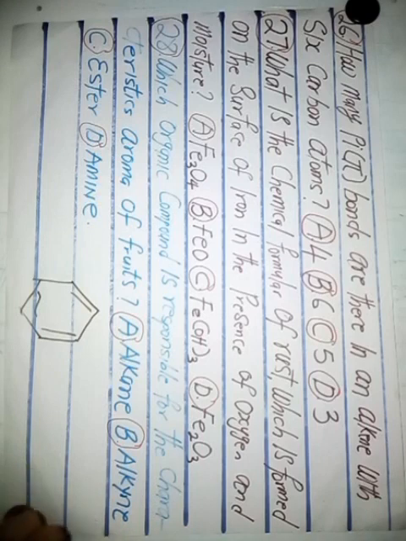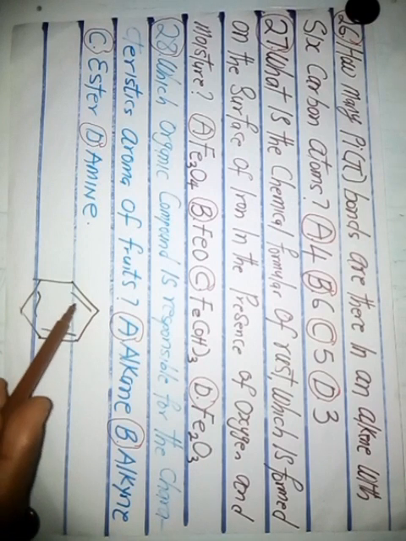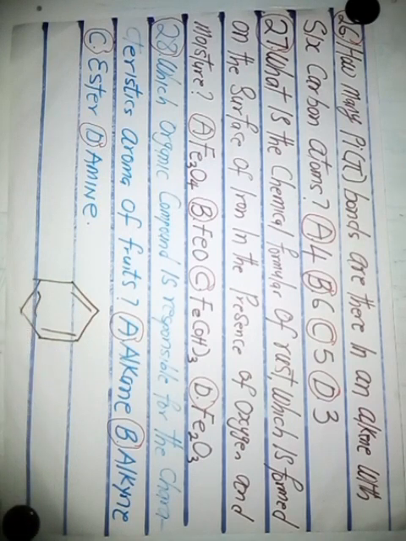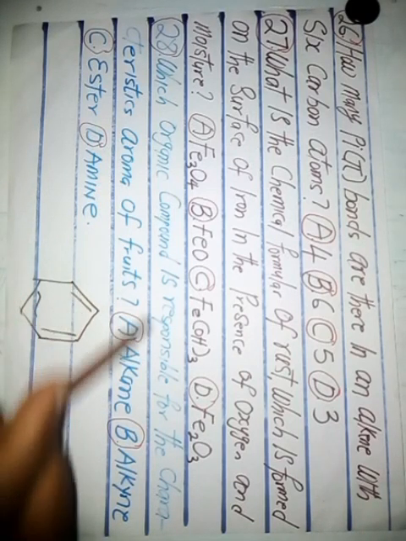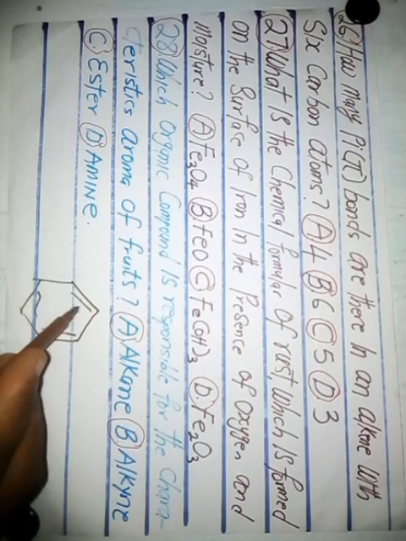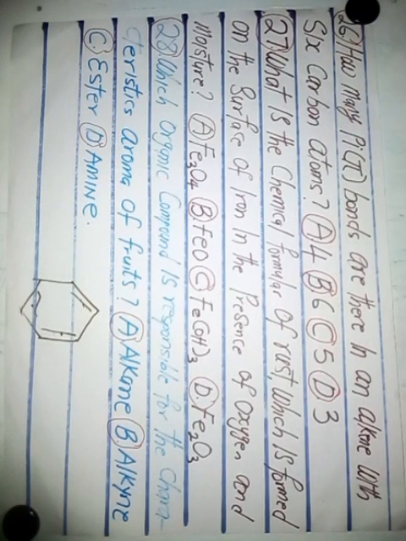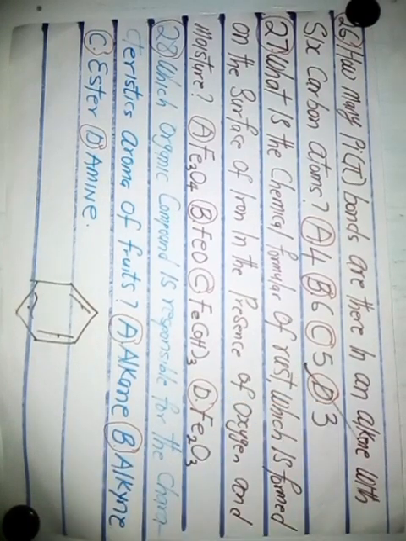But since it's 6 carbon atoms and there's an alkene, this is an alkene because this double bond is an alkene. So they're referring to benzene. In benzene, the pi bonds there are 1, 2, 3. The others are sigma bonds. So they are just 3 pi bonds. So your answer is D.